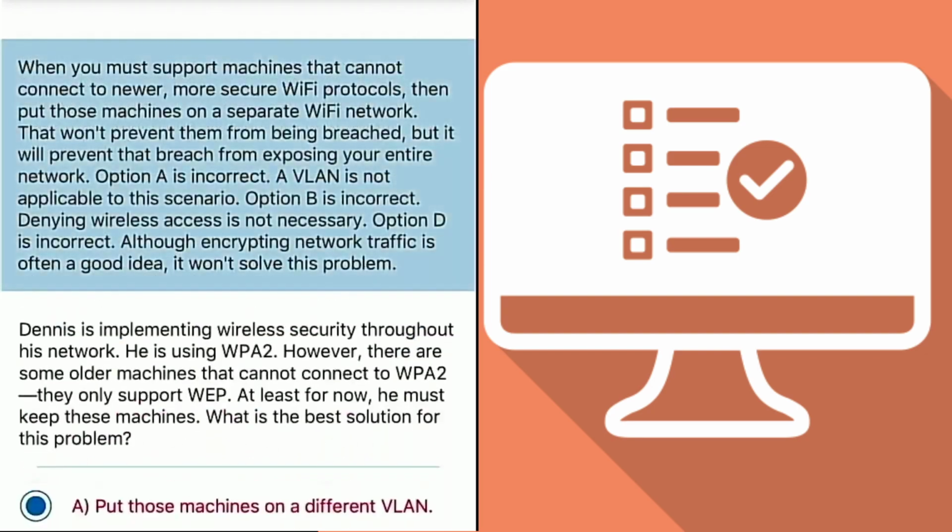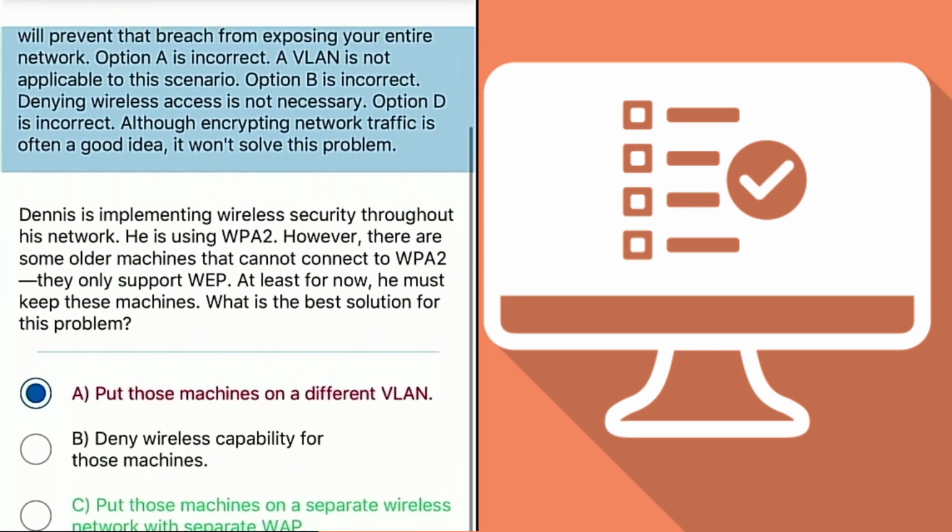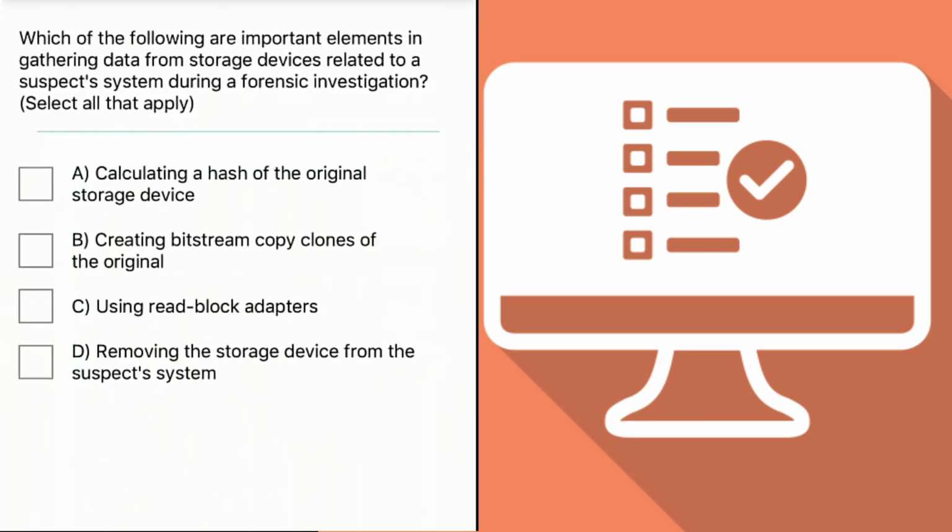Let's go. Let's try that one. I'm wrong. C is the correct answer here. Put those machines on a separate wireless network with a separate WAP. All right. Let's go to the next question.